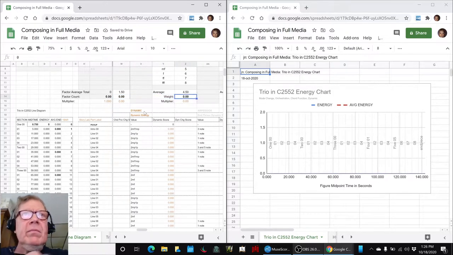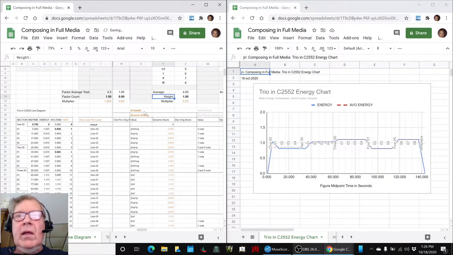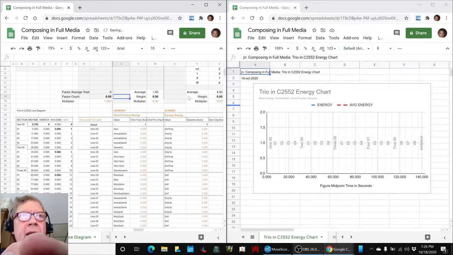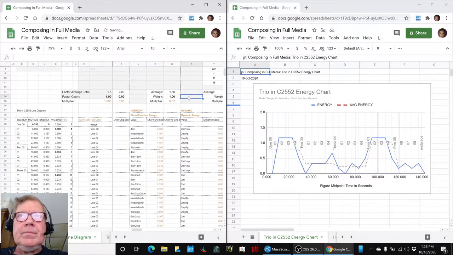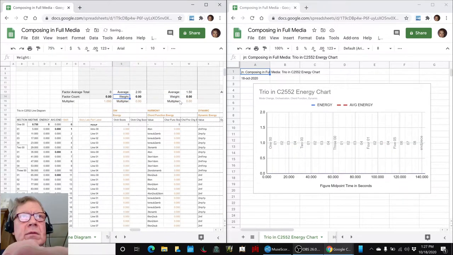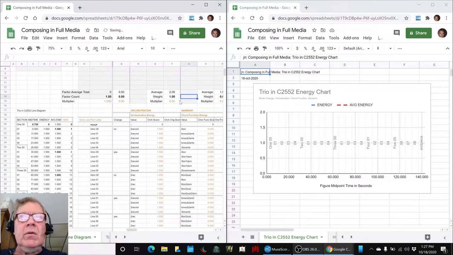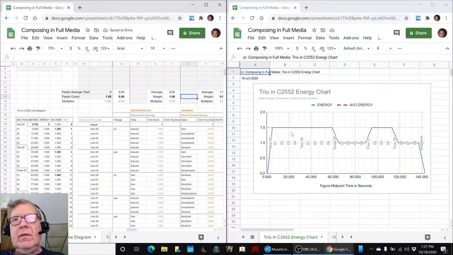So volume by itself looks like this, and we start with a peak, then we go flat, up, up, down, up. That's our volume. And if we look at our chord function energy, when we have a lot of ambiguous and ambivalent and dominant, subdominant chords, we get that. When we have a lot of tonic chords, we get that. So that's pretty clear. You can see a clear difference in the five sections. Then orchestration only. This is basically when you have three instruments, two, three instruments, and two.